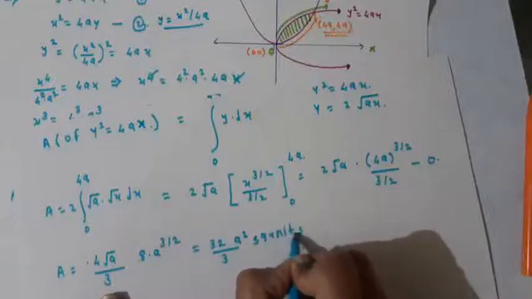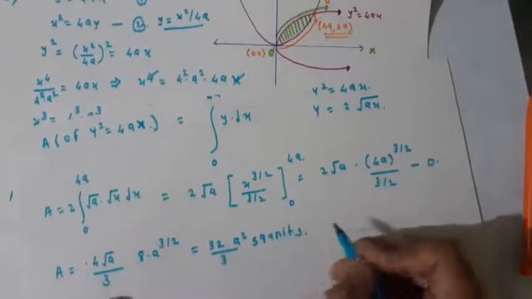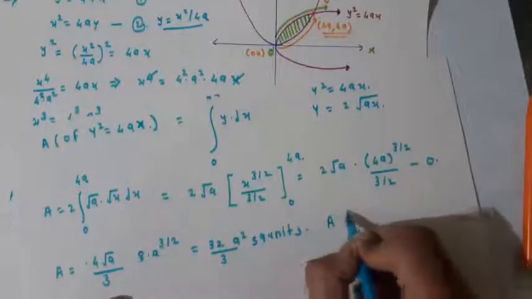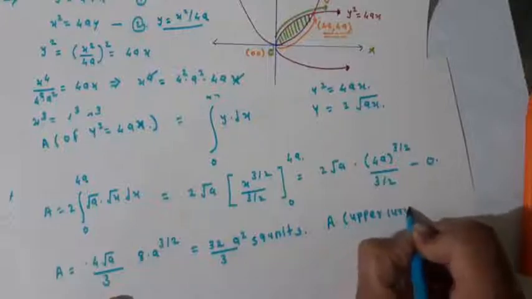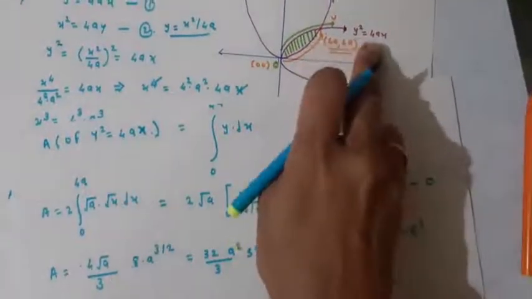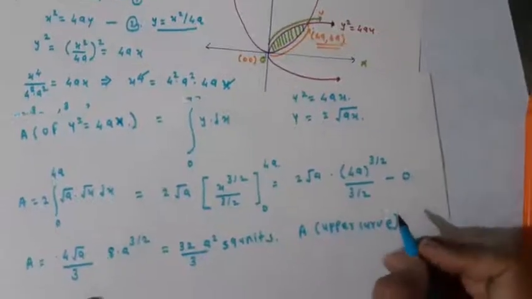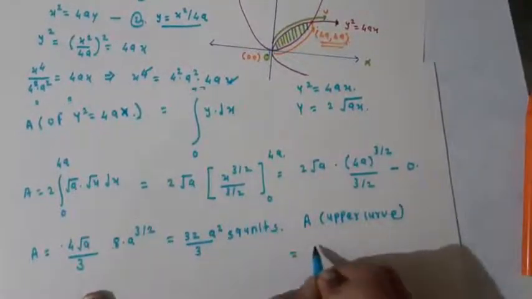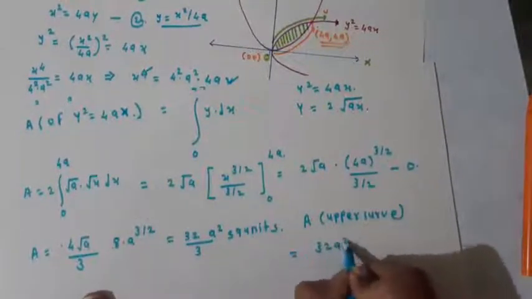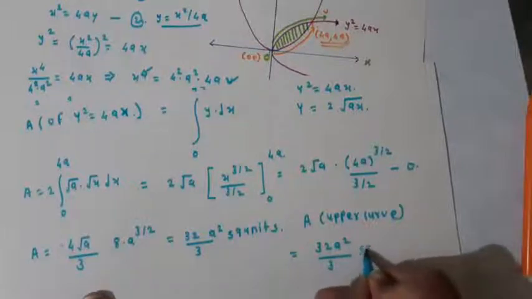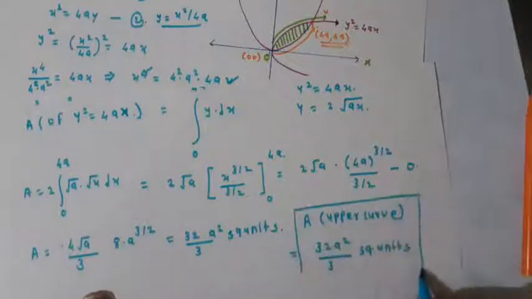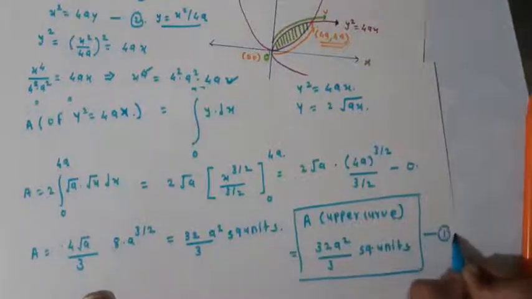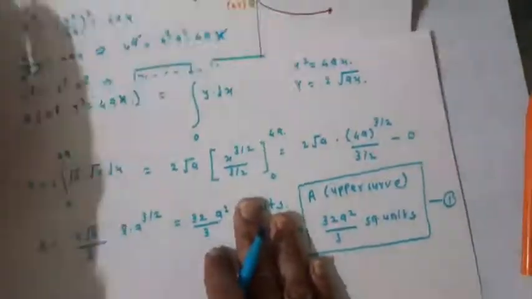This is the area of the upper curve. Upper curve means this parabola y square equal to 4ax, and this is equal to 32a square upon 3 square units. Okay. Suppose this is 1.